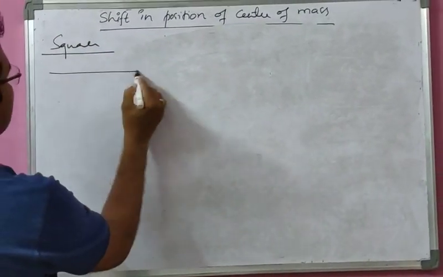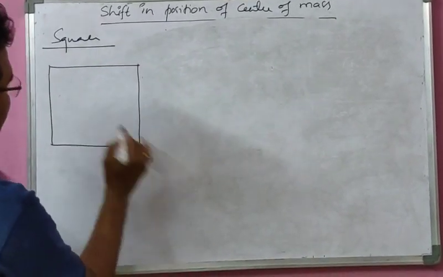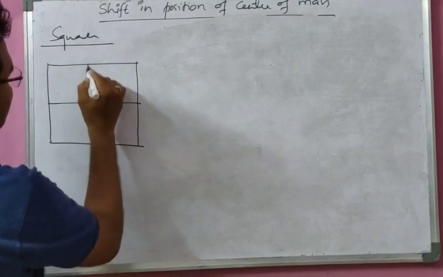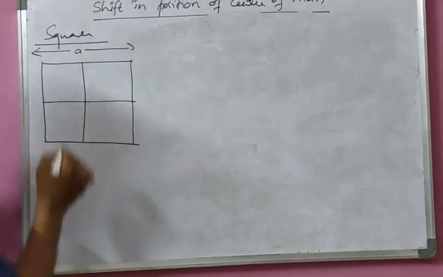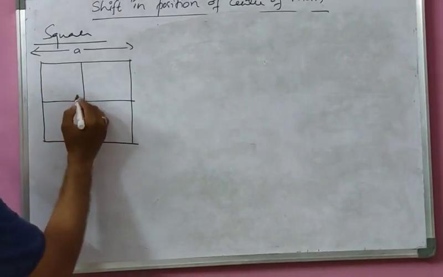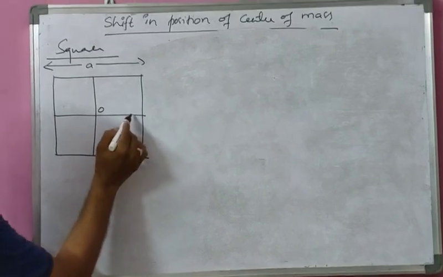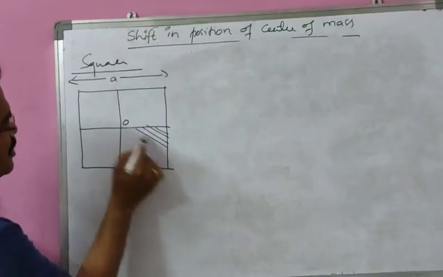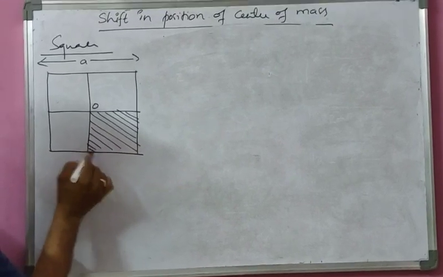So let us take a square. This is a uniform square of side A. Now the center of mass of this square is at O. Let us consider that this shaded portion that I am drawing here has been removed from the square.